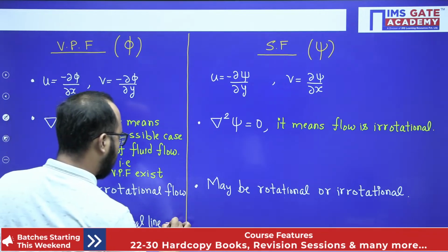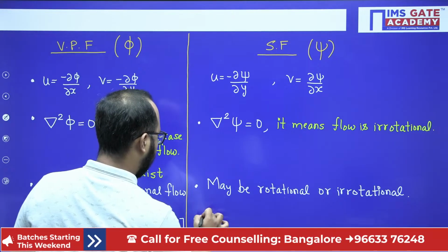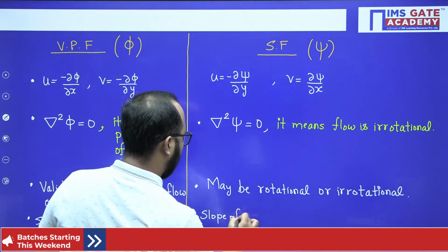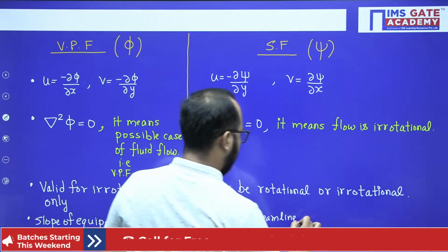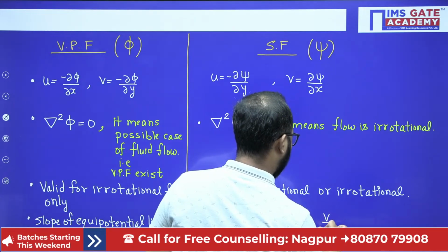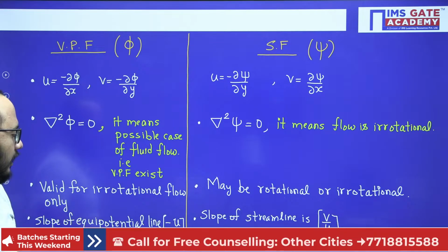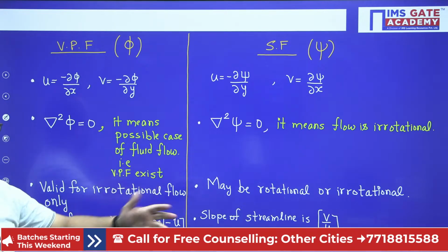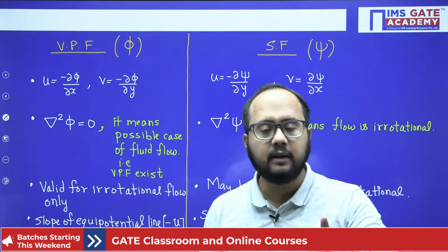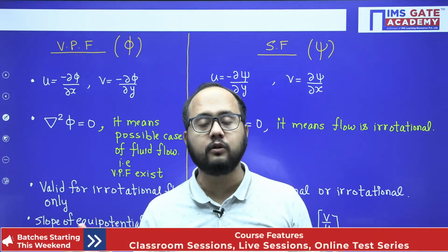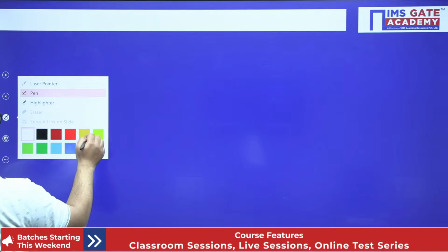Is minus u by v, and here the slope of the streamline is v by u. Now if you see both the slopes, you will get one important point here. If you multiply both the slopes, what will you get? -1, which indicates that the streamline and the equipotential lines are orthogonal to each other, perpendicular to each other. Very, very important point. You should note it down here itself.